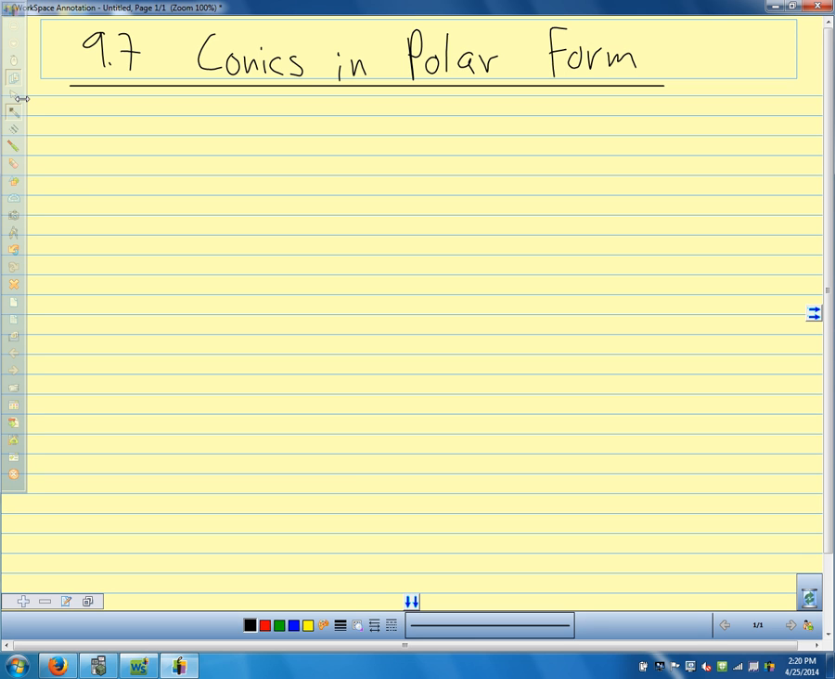Another way to define conic sections, and the way that we're defining them today, will let us work nicely with conic sections in polar coordinates. So we're going to say that a conic section is the locus of points. And again, a locus is just a collection, a set that shares some property.